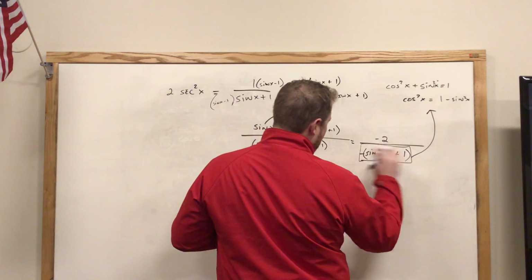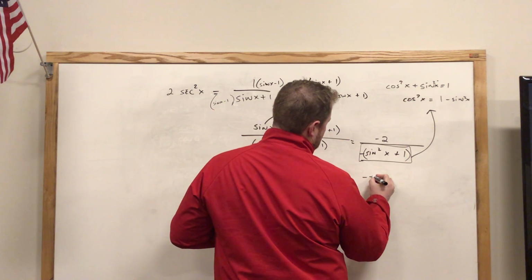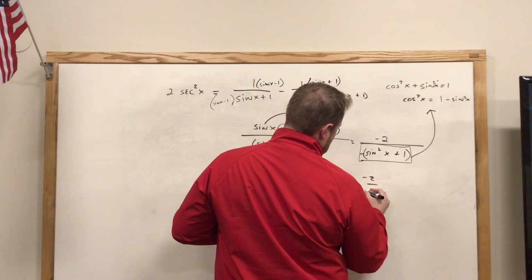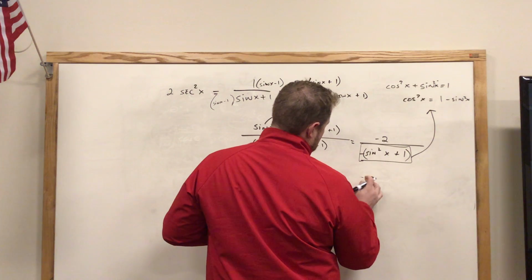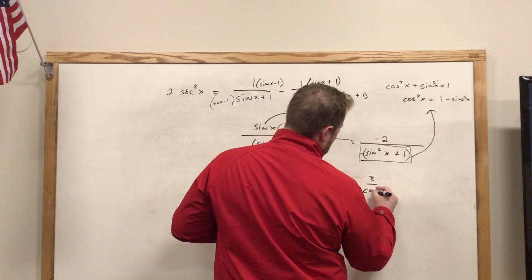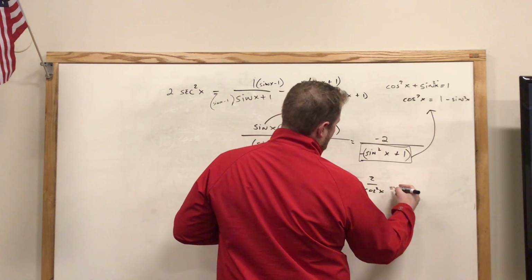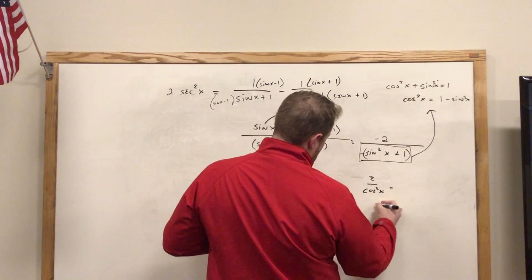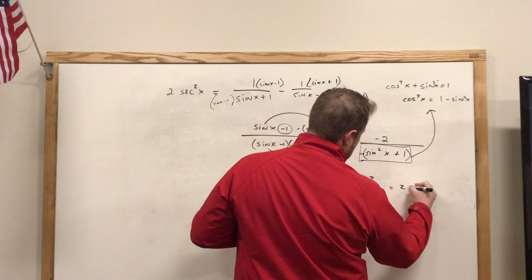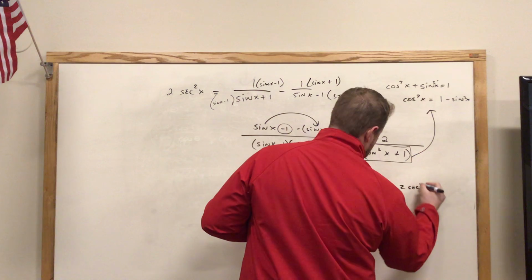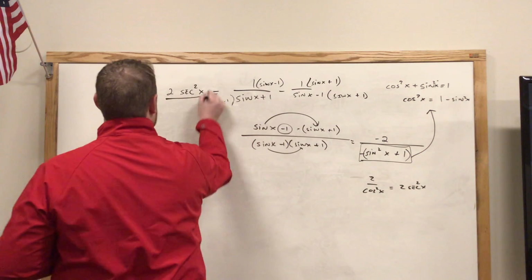Okay, so that, therefore, it's really minus 2 over, so it gets rid of the minus sign up here, and it's over cosine squared x, which is, wait for it, 2 secant x. Does that look familiar?